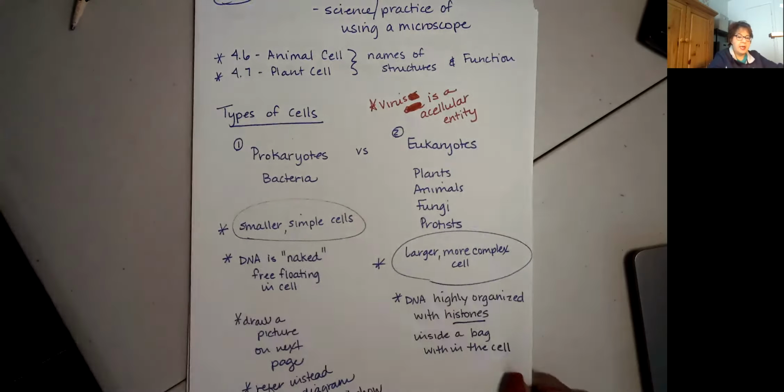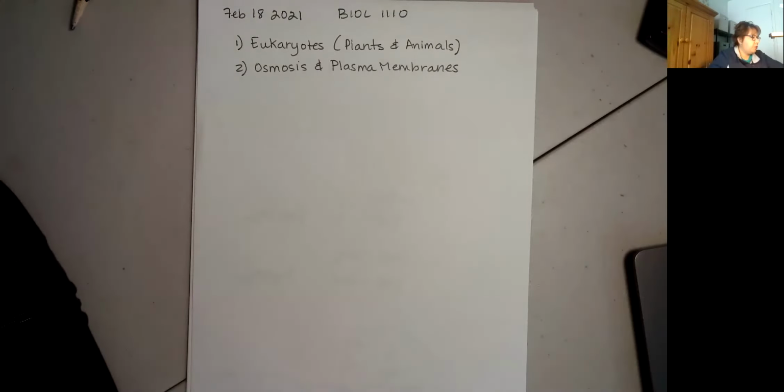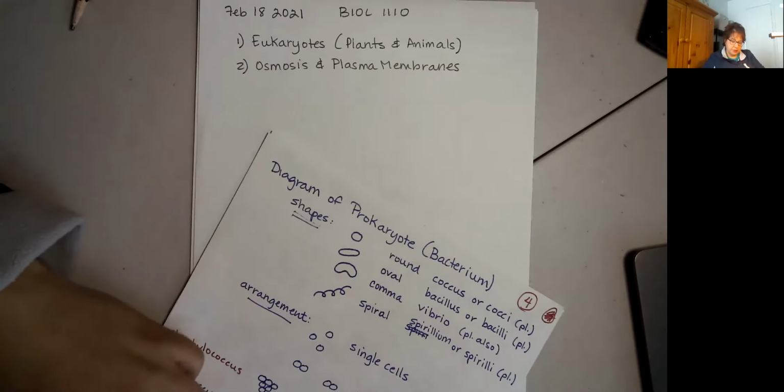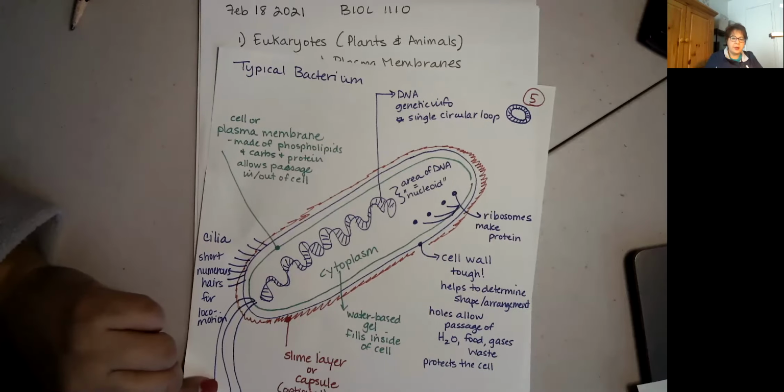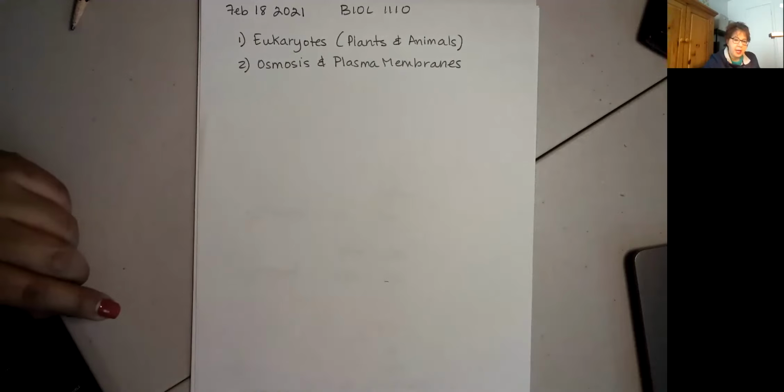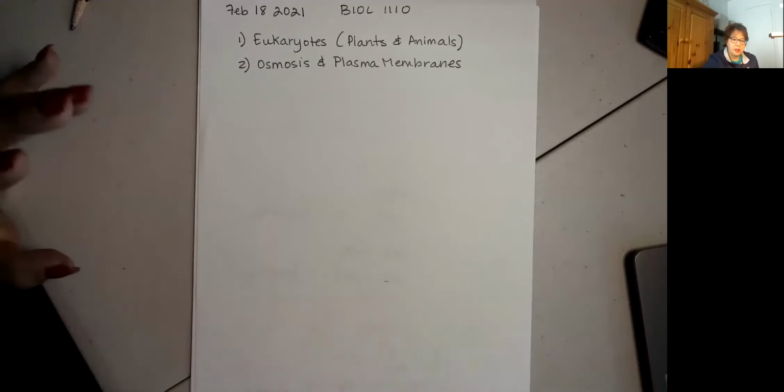So just like last time, we drew a picture of a typical prokaryote. Last time we were here, we drew this gorgeous picture of a typical bacterial cell. Today, we're going to draw a plant and an animal cell and label their parts.